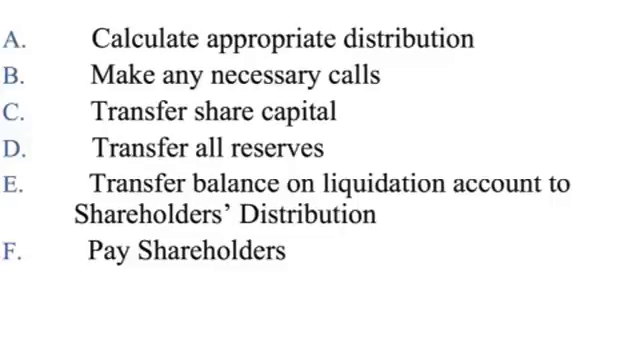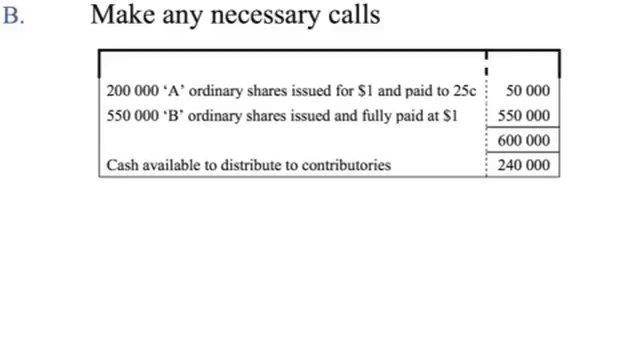The last few steps of this stage are to close off the equity accounts in the general ledger, so transferring the share capital account balances and the reserve balances, then to transfer the balance on the liquidation account to the shareholders' distribution account, and then finally to pay the shareholders if this is the case. So first of all, let's look at the first two steps, namely to calculate the distribution and to make any necessary calls, on the hand of a simple example to illustrate this.